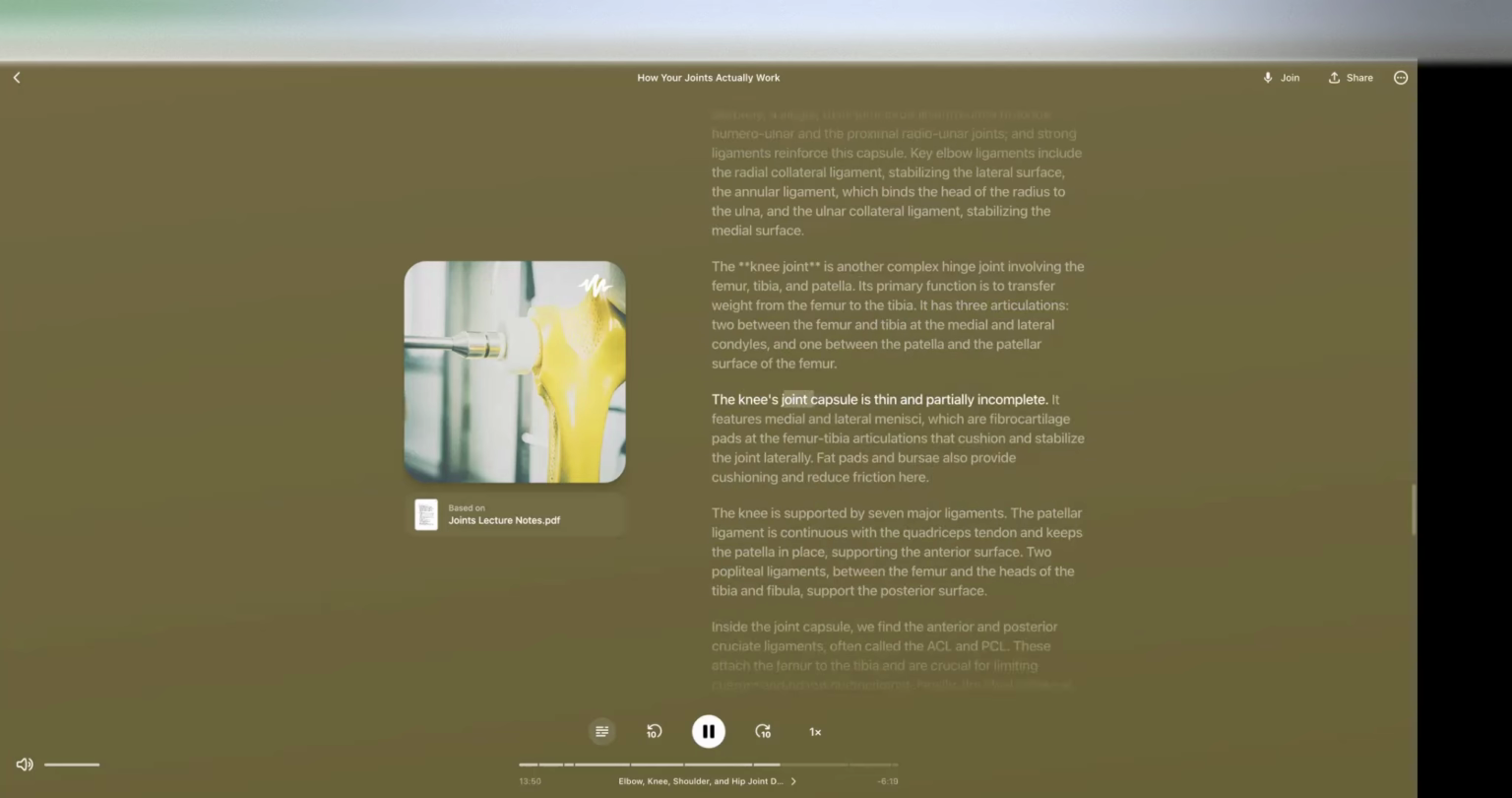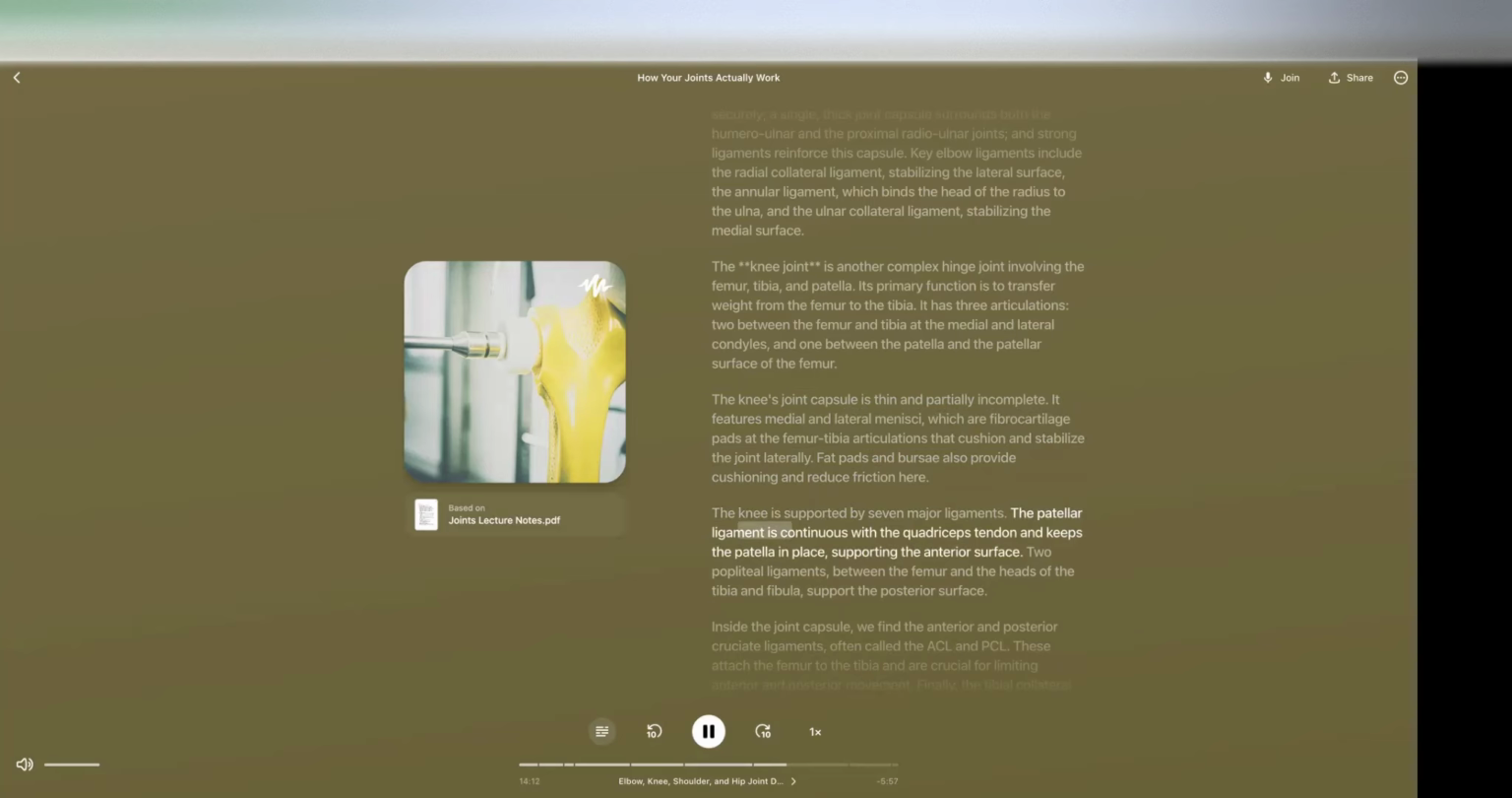The knee's joint capsule is thin and partially incomplete. It features medial and lateral menisci, which are fibrocartilage pads at the femur-tibia articulations that cushion and stabilize the joint laterally. Fat pads and bursae also provide cushioning and reduce friction here. The knee is supported by 7 major ligaments.